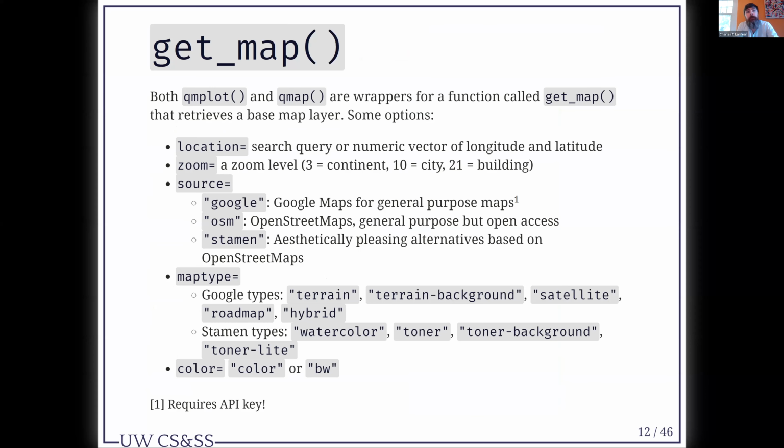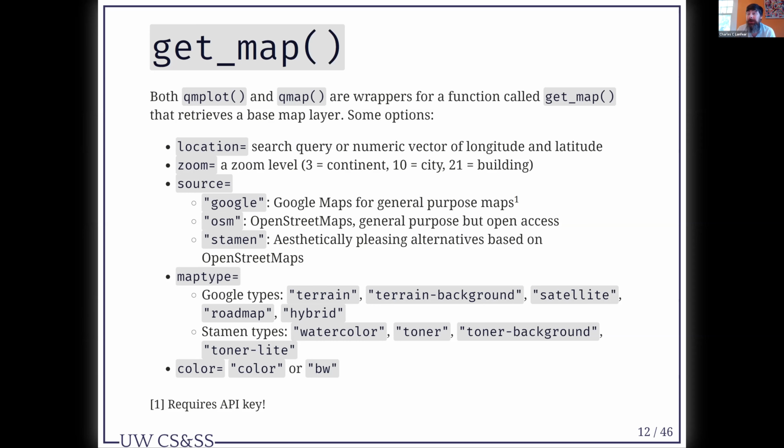Okay. So qmplot and qmap. qmap, I didn't show that before, but with qmap you just give it a latitude and longitude point or a search term, and it will just draw the map. It doesn't plot your data on top of it, it just draws the map, okay? These are wrappers for an underlying function called get_map, which actually retrieves that map layer. It has a lot of options which you can pass to either qmplot, qmap, or get_map directly.